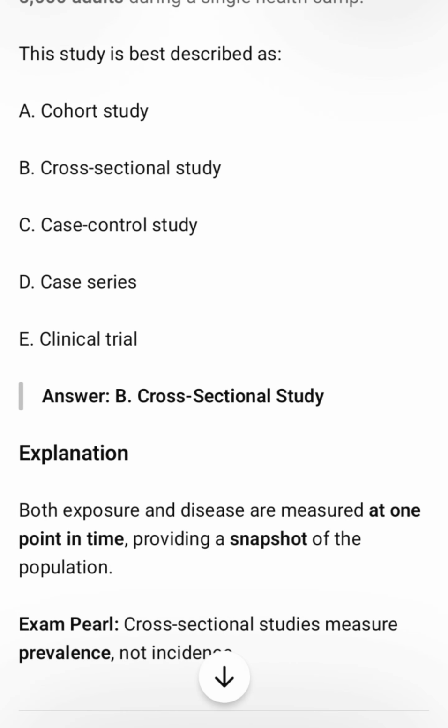Both exposure and disease are measured at one point in time, providing a snapshot of the population. Example, cross-sectional studies measure the prevalence, not the incidence.